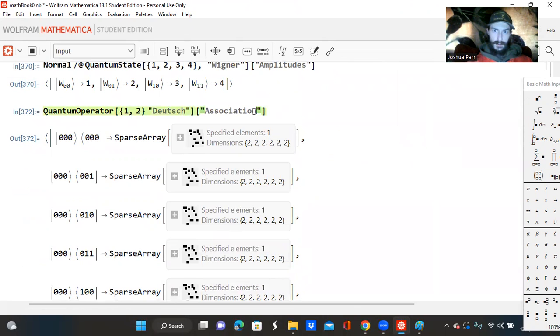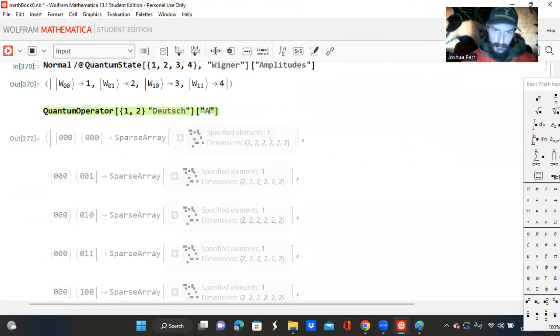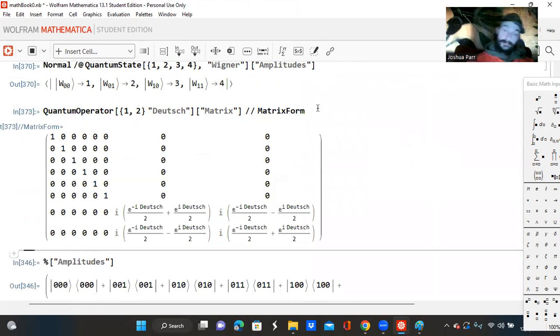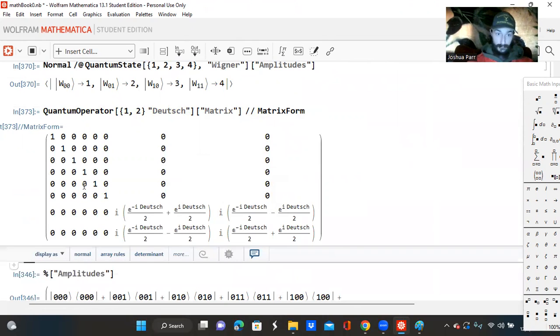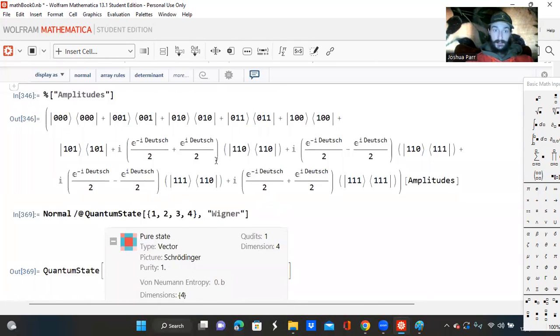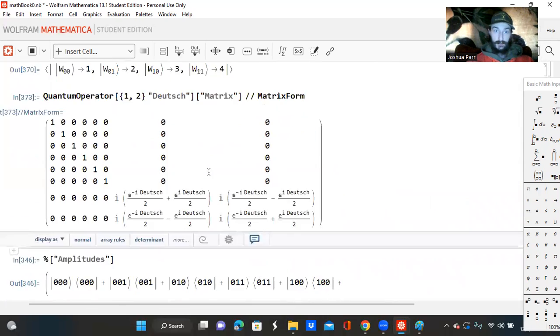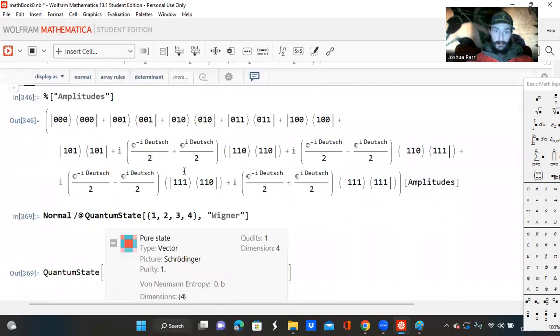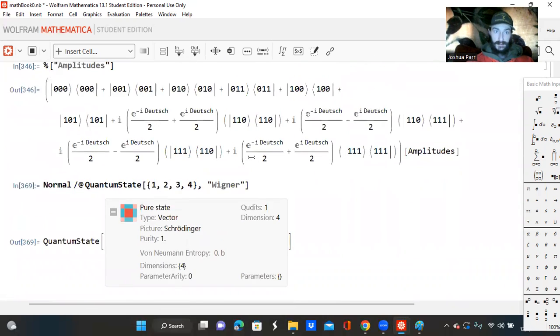So go with this. Matrix form. There we go. Show you a little what's going on. These are the amplitudes for the Deutsch algorithm, or the Deutsch operator. Normal quantum state there.